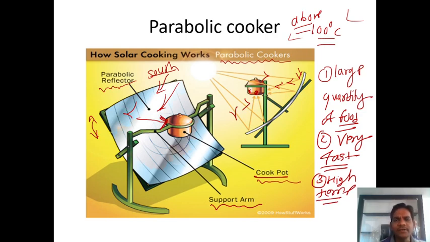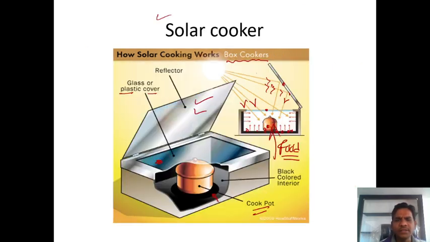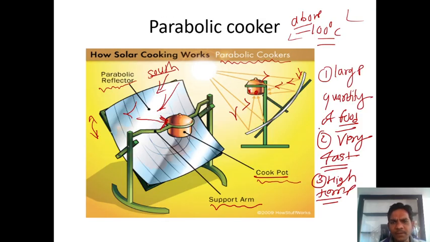And larger quantity means not 2 or 3. If you consider a box type, how much food can we prepare? Only food for 2 or 3 people. But here you can prepare food for 50 people, or more than 50, even more than 100 people. We can prepare the food at one time. Why? Because of the high temperatures. That's why it is possible to prepare a large quantity of food for 100 or 50 people.